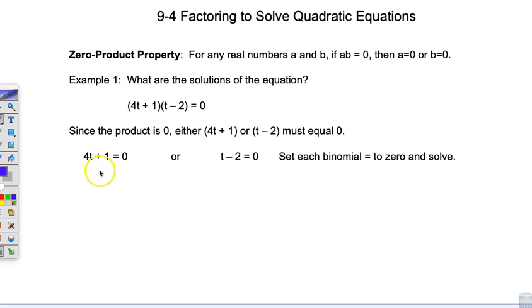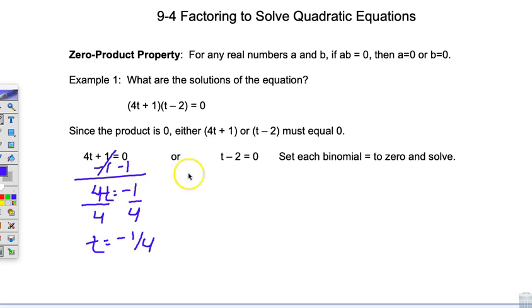So let's take this first one. We are going to subtract 1 on both sides. These two would cancel. We get 4t is equal to -1. Then we divide both sides by 4, and we get t is equal to -1/4.